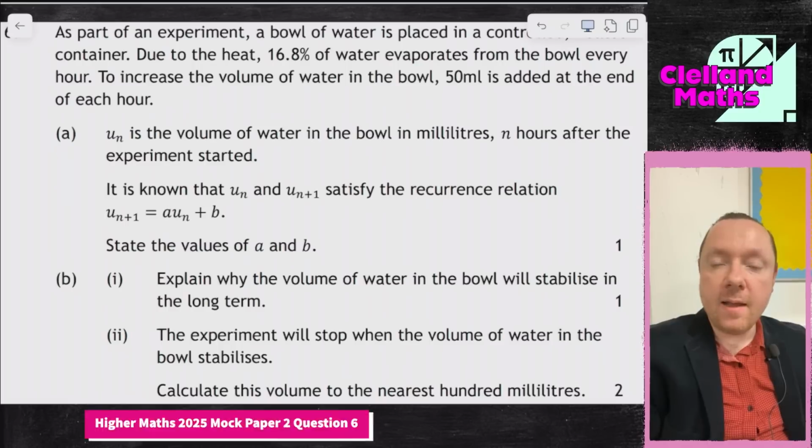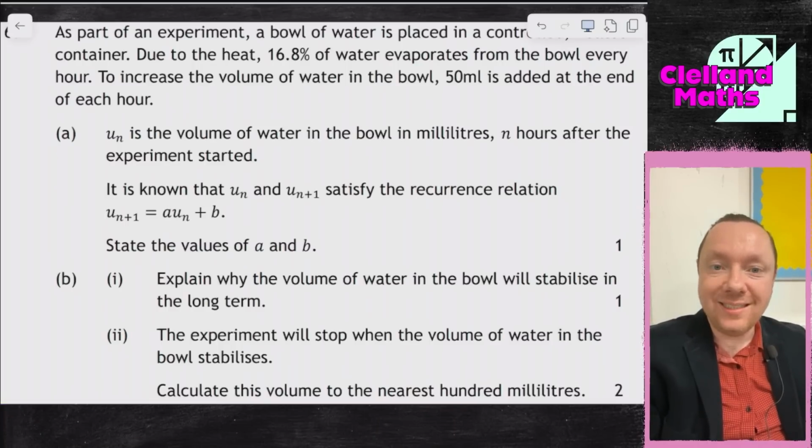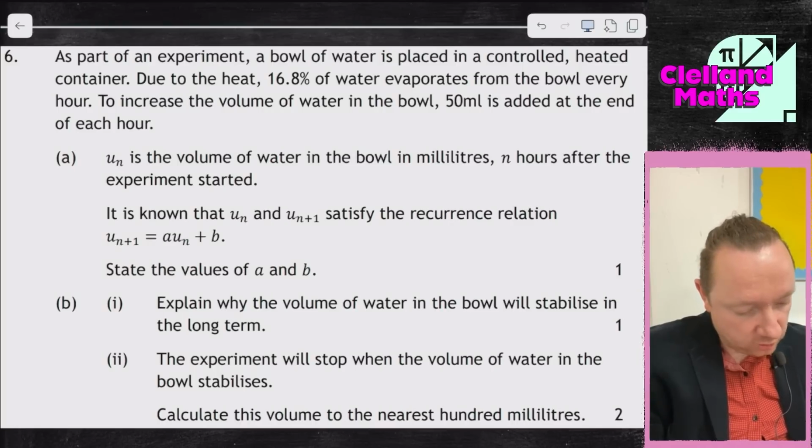And we're done there. SQA Higher Maths 2025, Mock Paper 2, Question 6. As part of an experiment, a bowl of water is placed in a controlled heated container. Due to the heat, 16.8% of the water evaporates from the bowl every hour. To increase the volume, 50 ml is added at the end.